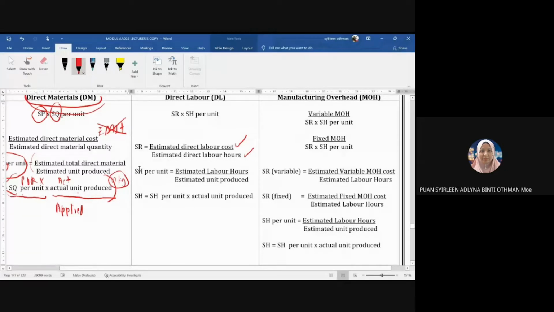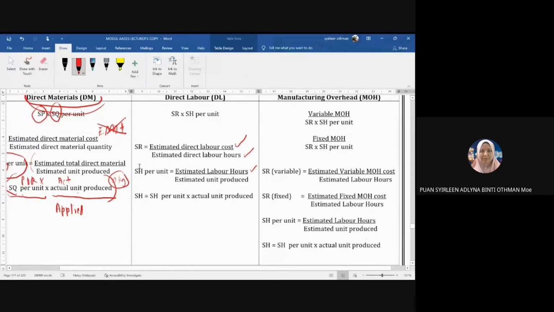Okay, first you need to find the standard hours per unit dulu. So the standard hours per unit, you need to find the estimated labor hours. Kena cari berapa anggaran jam buruh yang digunakan, and kita akan bahagikan dengan estimated unit produce. So let's say jam dia 1000 jam, lepas tu produk yang dikeluarkan 1000 juga.